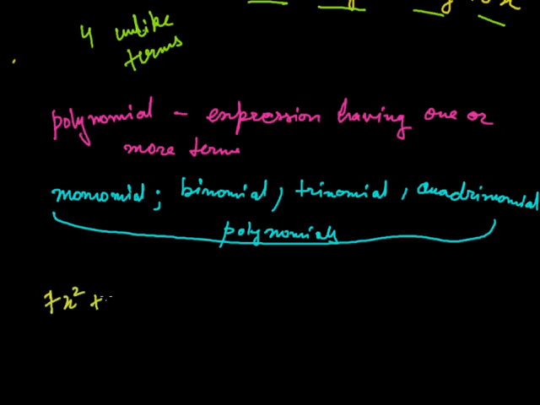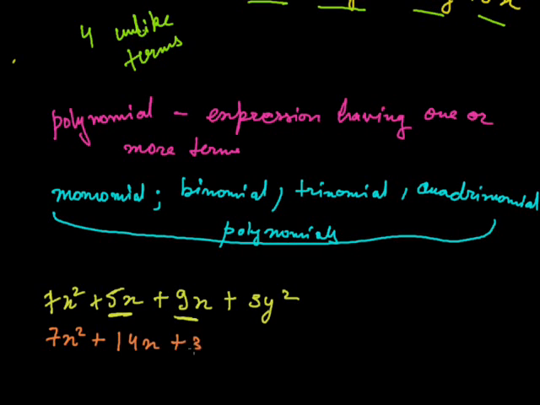Now to find which type of polynomial 7x square plus 5x plus 9x plus 3y square is, first we have to see whether there are any like terms. So we can see that 5x and 9x are like terms and all the others are unlike terms. So first we have to simplify these two terms. Now 7x square plus 5 plus 9 will be 14x plus 3y square. Now the total number of terms in this expression is 1, 2 and 3. Therefore it is a trinomial.